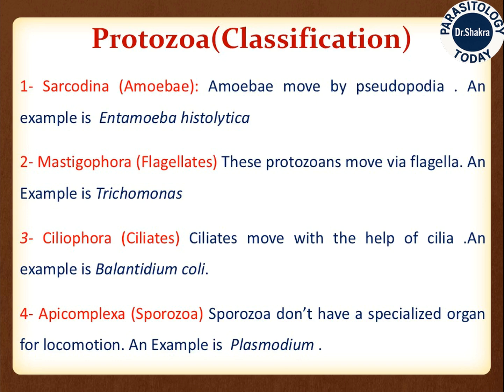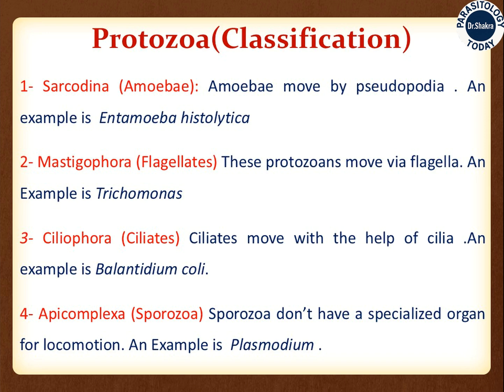1. Sarcodina, amoebae. These protozoans move by pseudopodia. An example is Entamoeba histolytica. 2. Mastigophora, flagellates. These protozoans move via flagella. An example is Trichomonas. 3. Ciliophora, ciliates. These protozoans move with the help of cilia. An example is Balantidium coli.